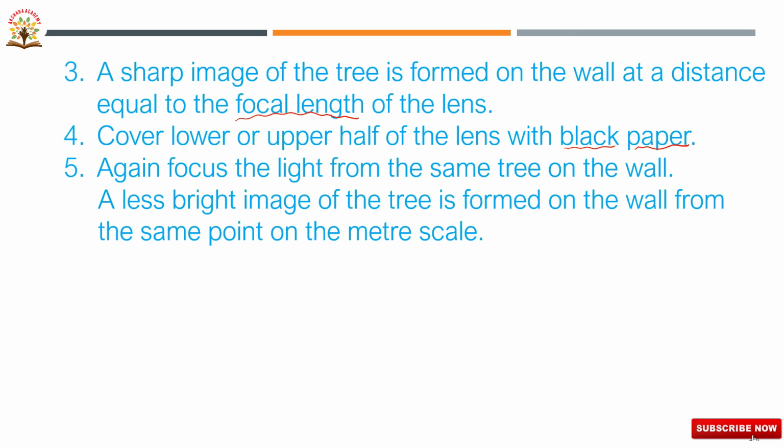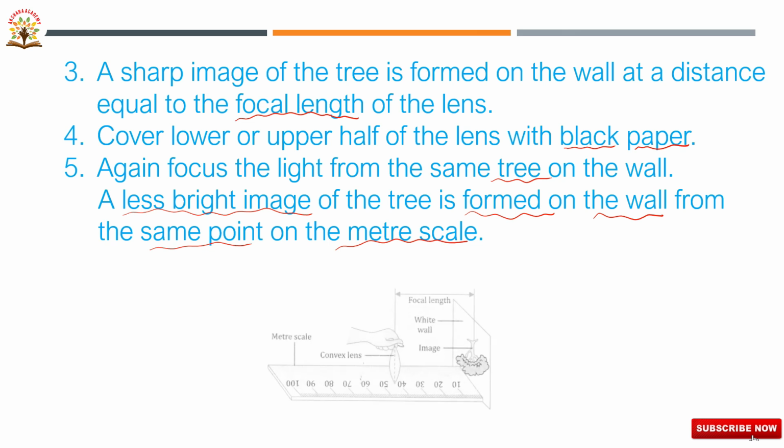Again focus the light from the same tree on the wall. A less bright image of the tree is formed on the wall. If you cover one part of the lens, we are still getting the image on the wall from the same point on the meter scale. Let us see the figure.